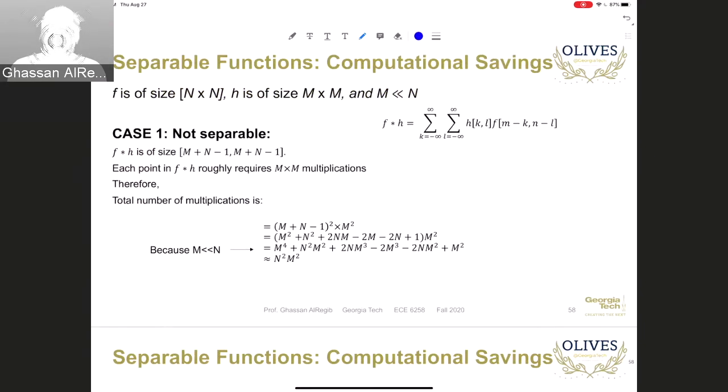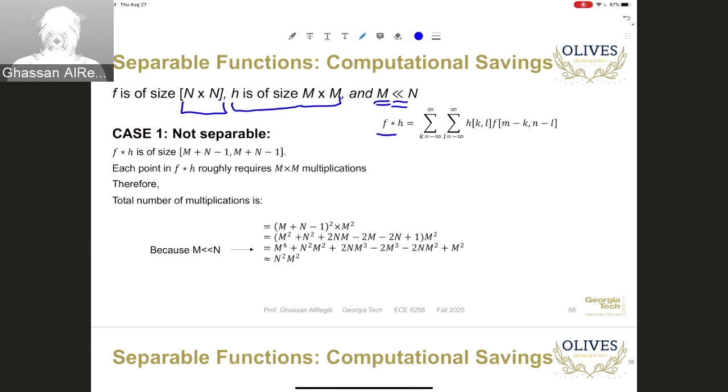So let's assume in the general case, usually if our signal F has a dimension, just assume it's a square, capital N times capital N, and then H, our operator, our impulse response, is M times M. And in general, our operator is much smaller than our image size. So capital M is much less than capital N, as we have noticed.